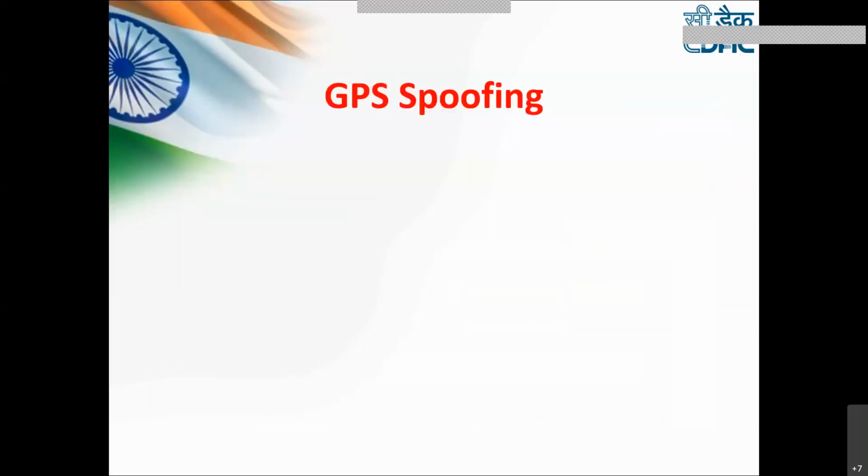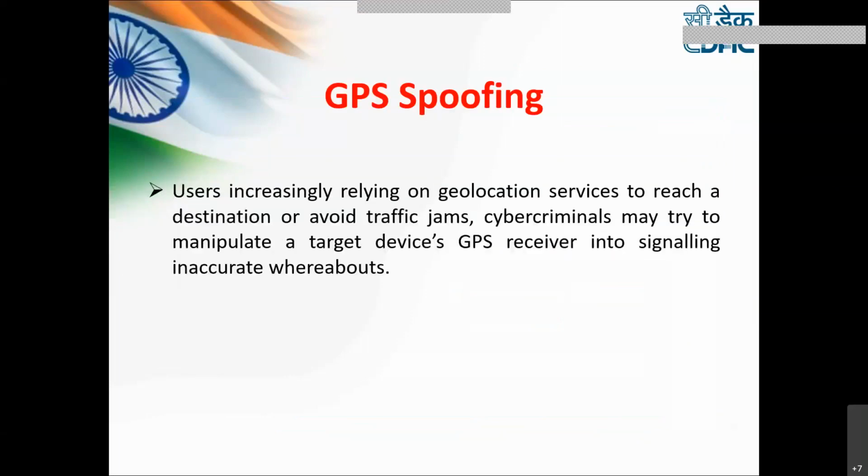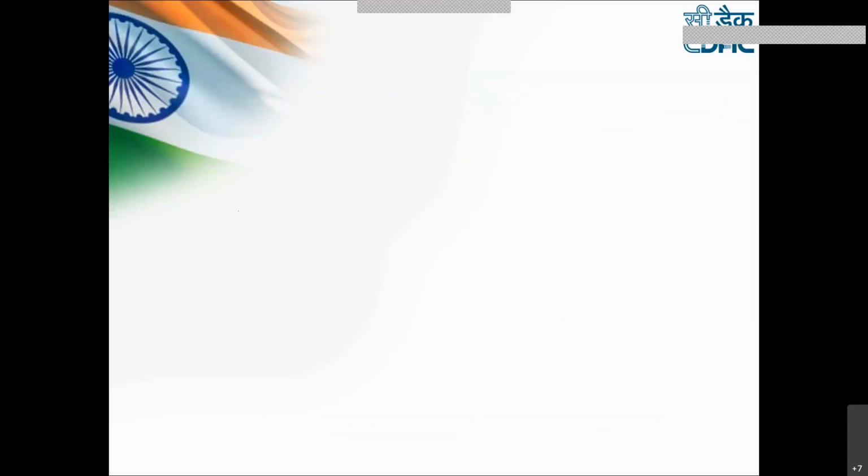Let's move to the next, that is GPS spoofing. As I told you, there are methods to spoof your locations. Users are increasingly relying on geolocation services to reach a destination or avoid traffic jams. That is generally because of Google Maps and all. Cyber criminals may try to manipulate a target's device GPS receiver into signaling inaccurate whereabouts.